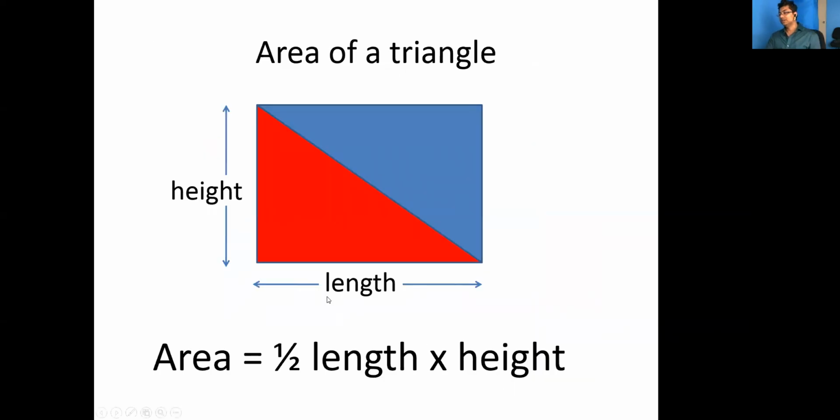Okay, so this is length, this is height. Initially, the area of the rectangle was length times height. Now, what will be the area of the triangle? Just put a half. Simple, right? Excellent. So, what have we got? Half times length times height. That's the area of the triangle.